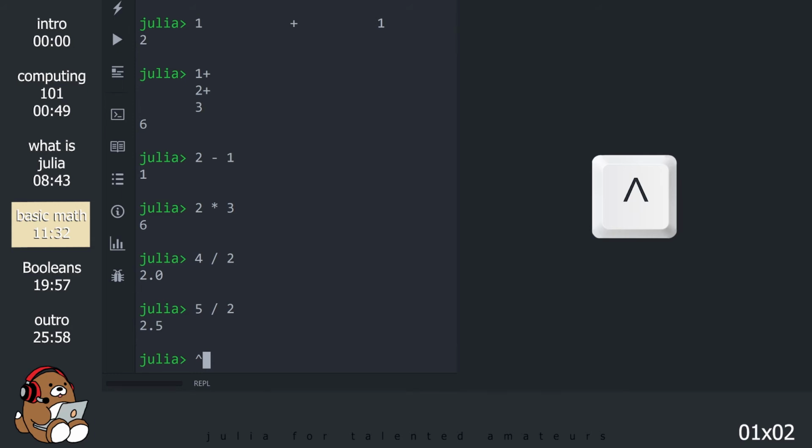This character is called a caret, C-A-R-E-T, and it's over the number 6 on your keyboard. Julia uses the caret for exponents.